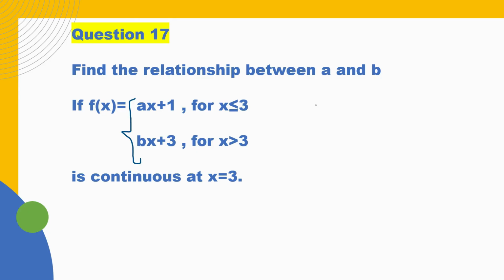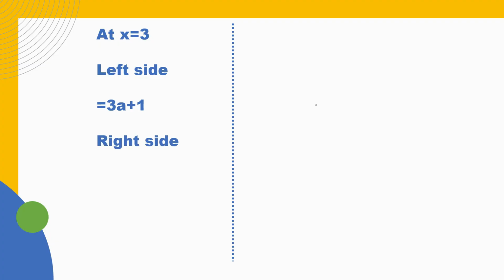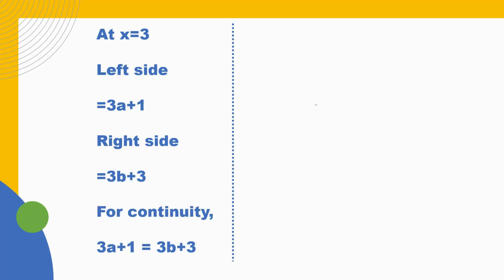The definition of continuity doesn't change. At the joining point, the value from the left and the value from the right must be exactly the same. Substitute x equals 3 into both expressions. The first expression gives the value from the left. The second expression gives the value from the right. Since the function is continuous, these two values must be equal.